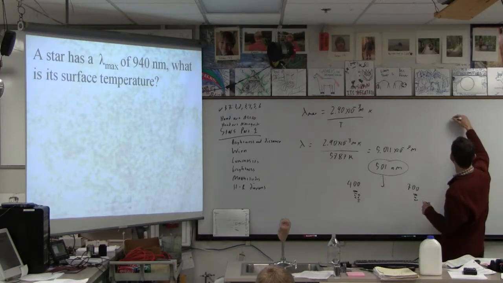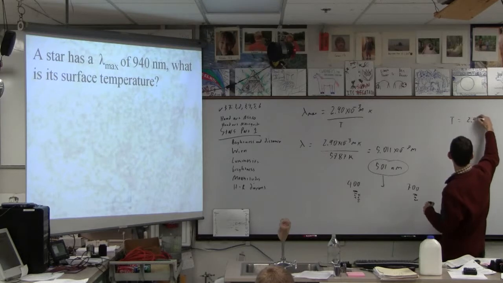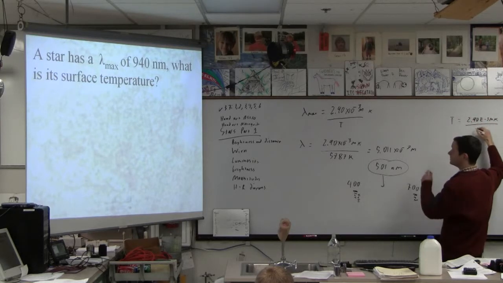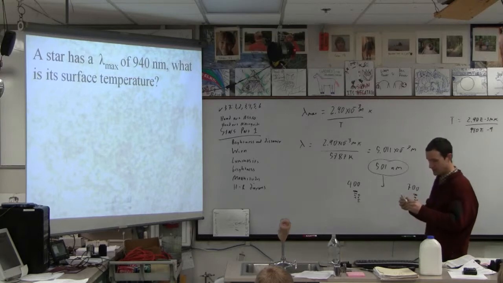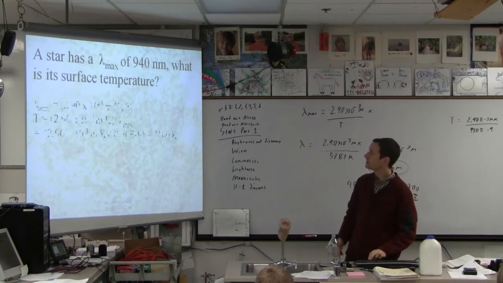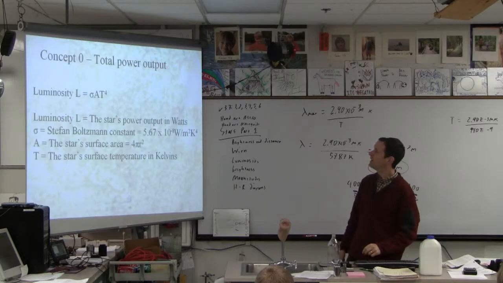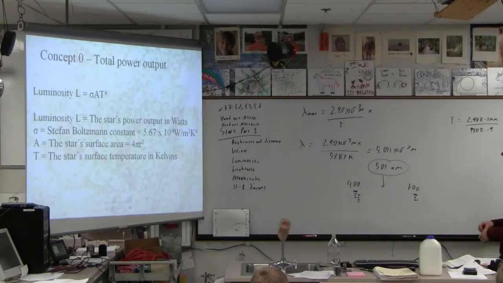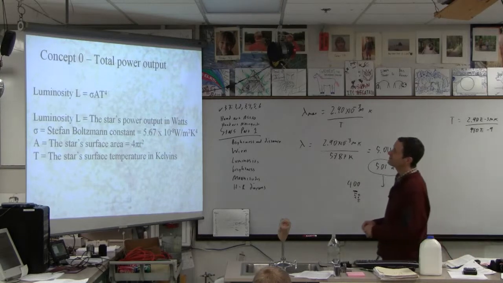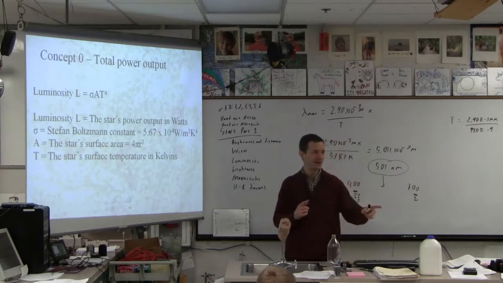So I think the temperature is going to be 2.90 E minus 3 meter-kelvins divided by 940 E minus 9, right? This is a cold star. Oh, hey, that's enough of those. All right. Concept 0. I guess that other one was concept -1.